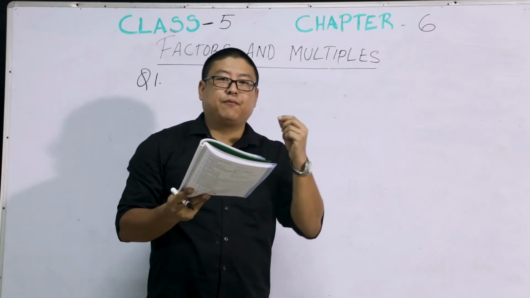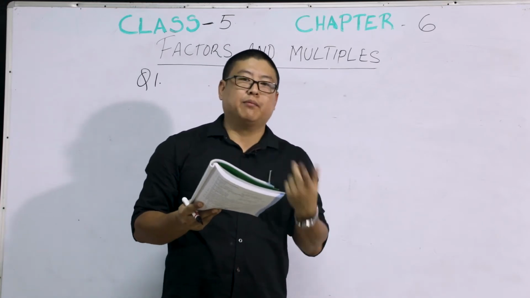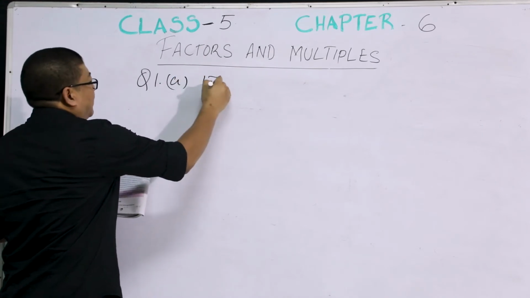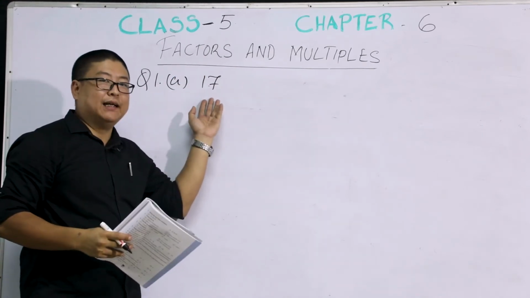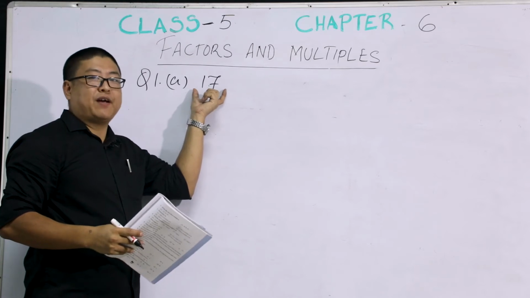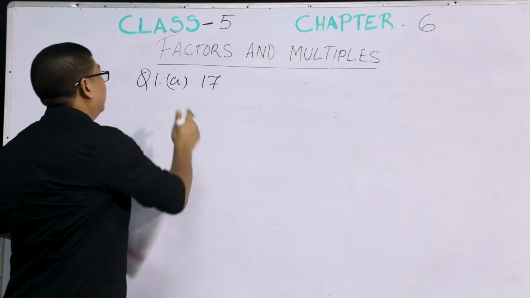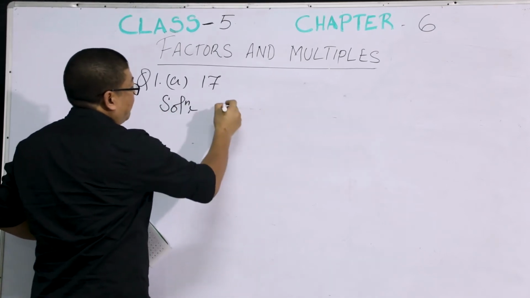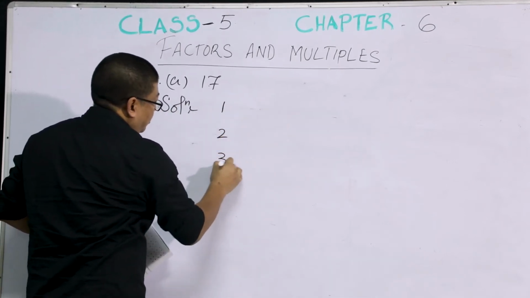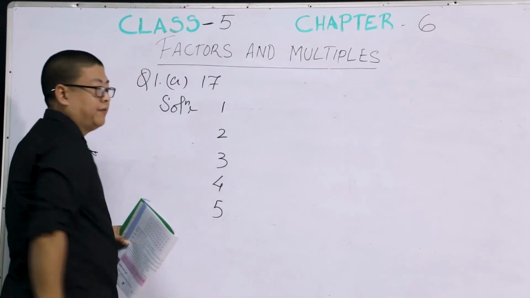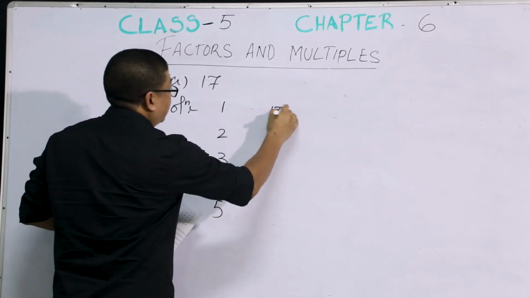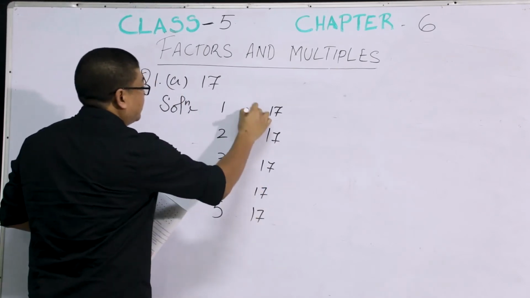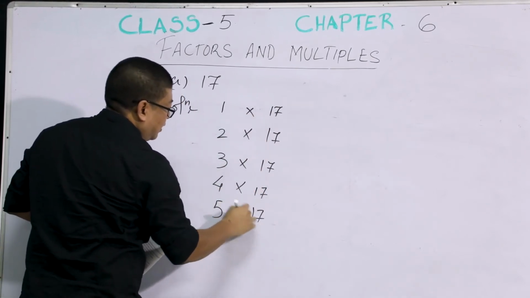Write the first 5 multiples of the following numbers. So we already know what multiples are. Now the first question is A, 17. They want us to write the first 5 multiples of 17. So it's quite simple. For the first 5, I'm going to write 1, 2, 3, 4, 5. Now 17 will be in all these multiplications. Now you simply have to multiply them.